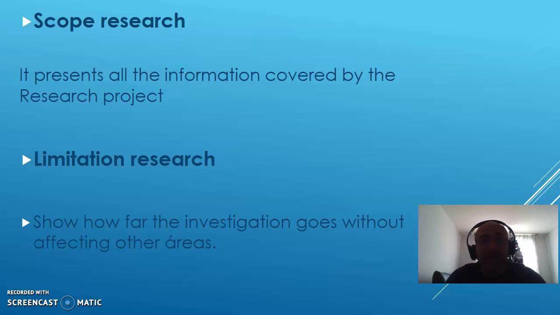The limitation shows how far the investigation goes without affecting other areas. For example, we are going to talk about only public schools, not private schools, because private education involves other kinds of elements that are not important for our investigation. And another limitation for our research could be that this is a national investigation. We are not going to talk about any schools abroad.